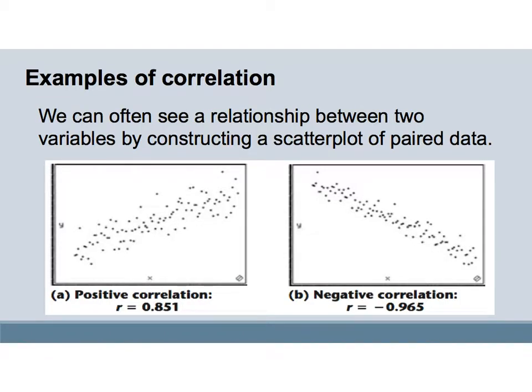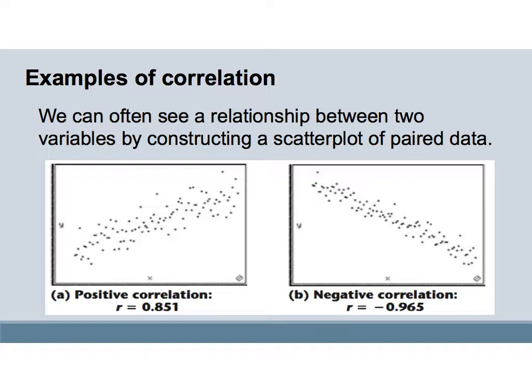We can often see this relationship between two variables by constructing a scatter plot. We talked about scatter plots way back in chapter 2. I'll tell you now how to do them on your calculator. So remember, with a scatter plot, you're plotting the points, but you don't actually try to connect them in any kind of line.